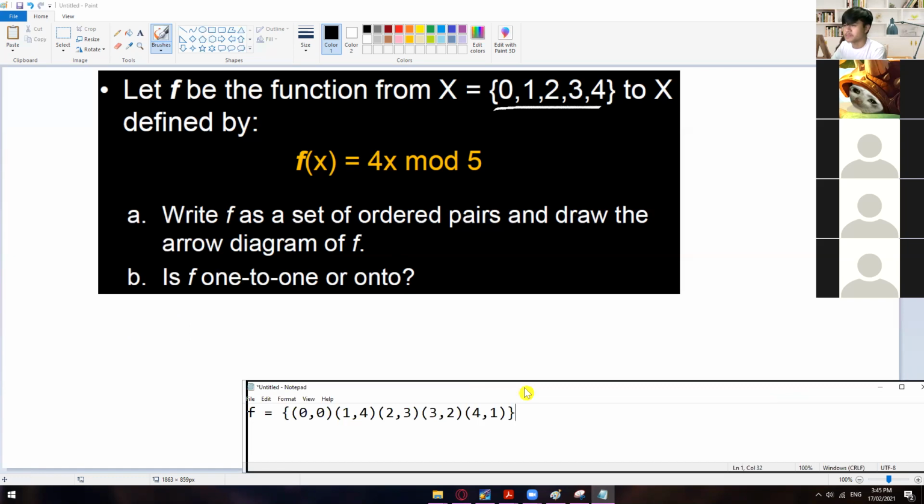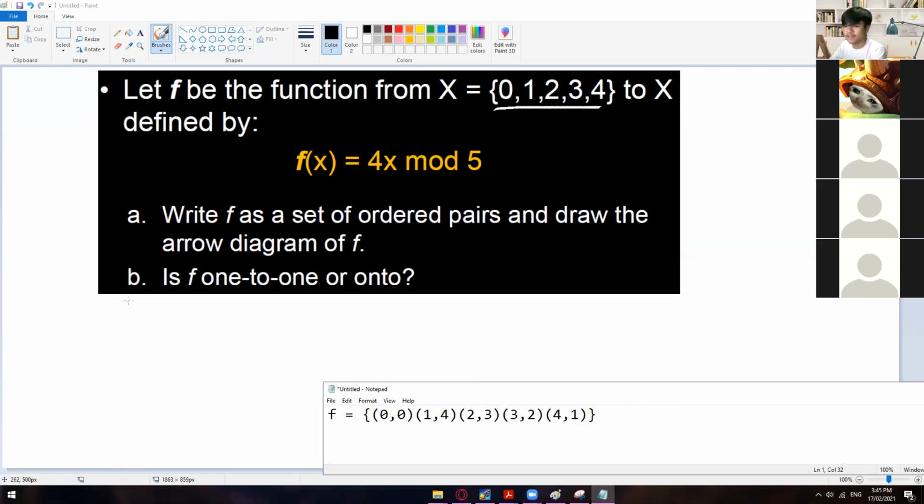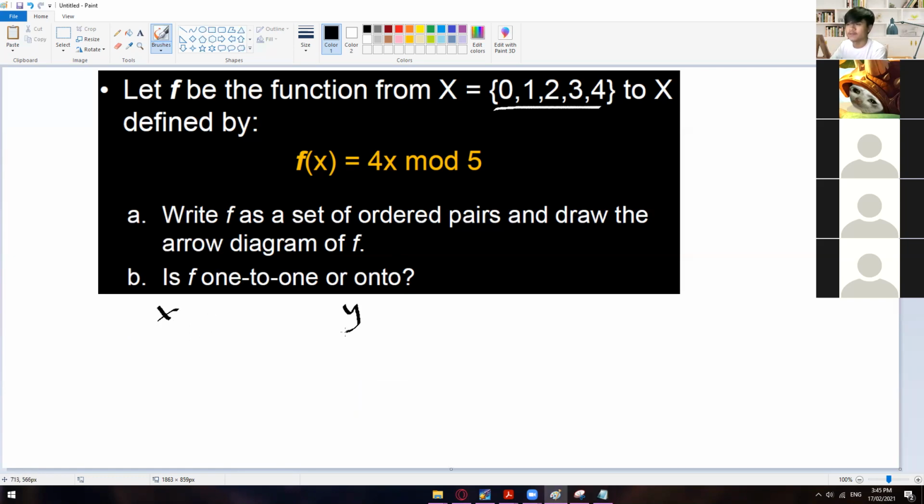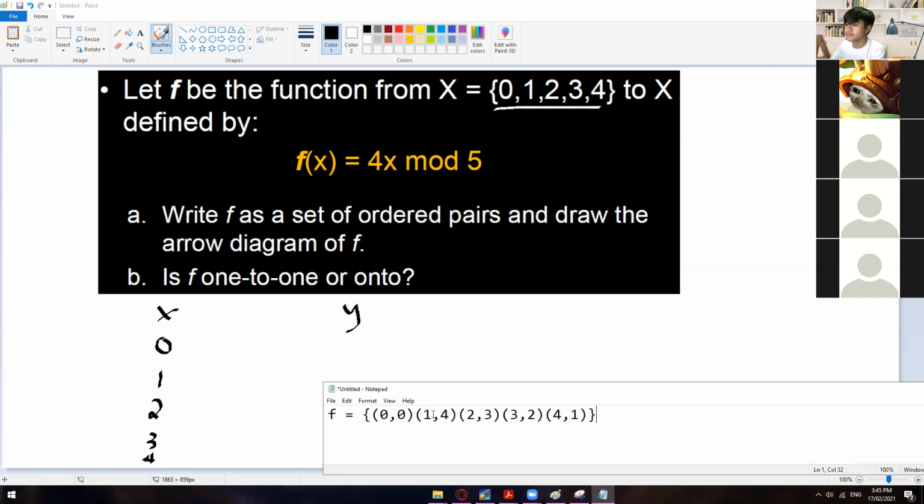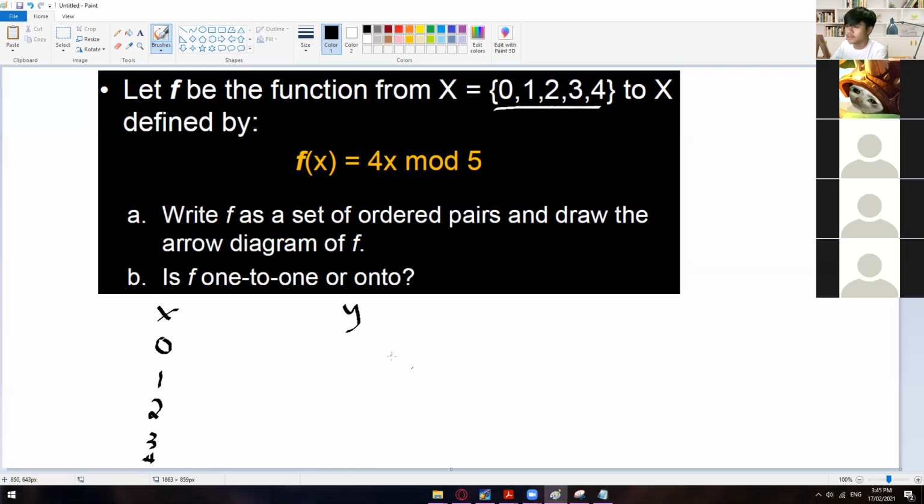So this one is super simple. Just list all of your x and then all of your y's. So we have 0, 1, 2, 3, and then 4. And then we also have 0, 1, 2, 3, 4.